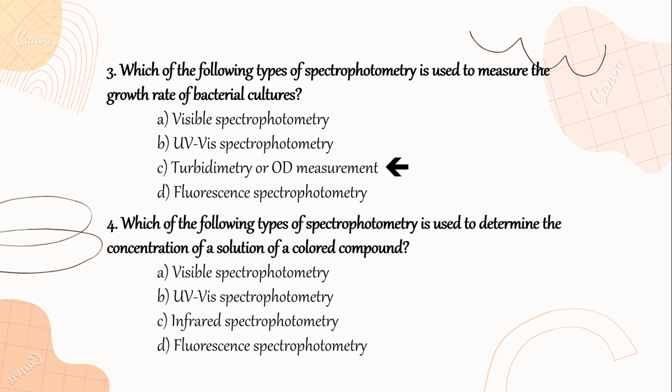Number 4. Which of the following types of spectrophotometry is used to determine the concentration of a solution of a colored compound? A. Visible spectrophotometry. B. UV visible spectrophotometry. C. Infrared spectrophotometry. D. Fluorescence spectrophotometry. The correct answer is A. Visible spectrophotometry.